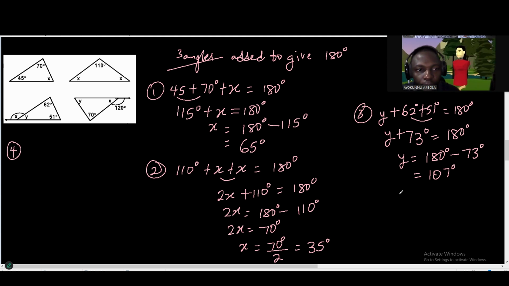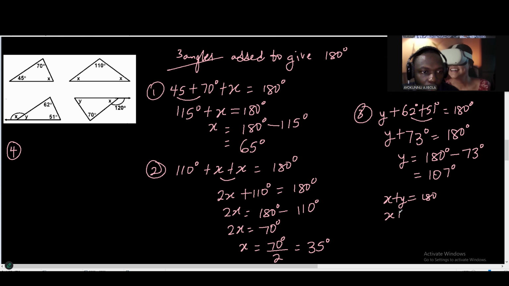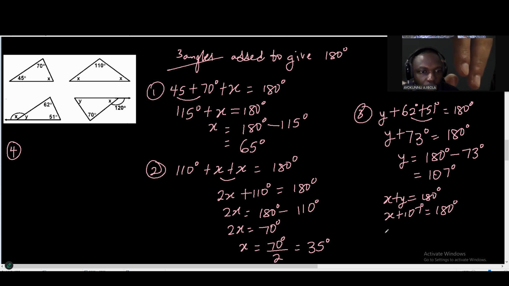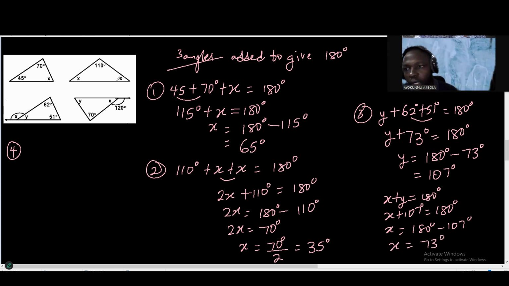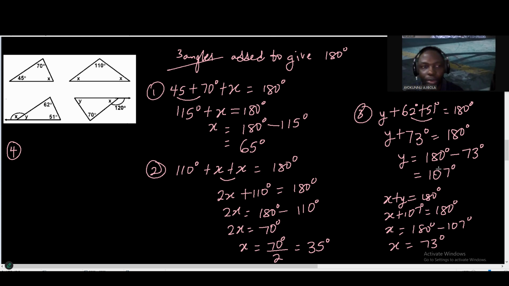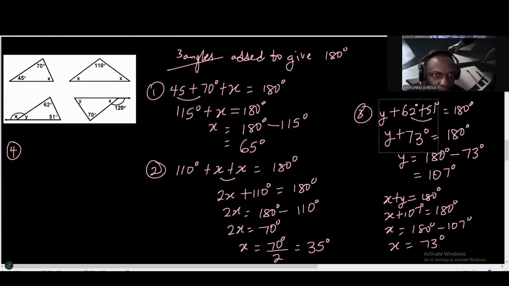Yes. But we have not found x. So x plus y is 180, okay? X plus 107 equals 180, right? So x equals 180 degrees minus 107 degrees. Then x equals 73 degrees. Don't you think that x equals the sum of these two angles? Wait, did I say 73? It's not 73. I was adding 22 instead of 11. So let me quickly do that again, okay?